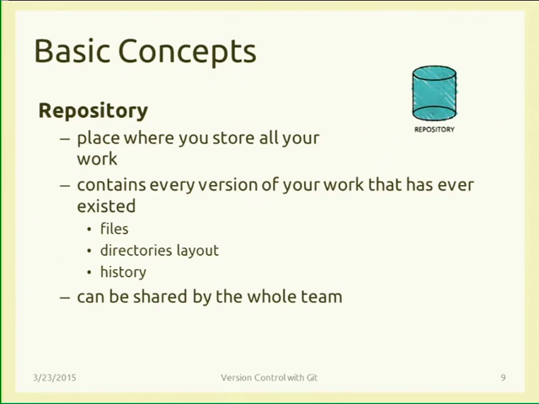So before understanding what a version control system is and how it works, we need some basic concepts. First of all, this is how I represent a repository. A repository is a place where you store all your work. It contains every single version of your work that has ever existed in terms of files, directory layout, history, and changes between files. And it can be shared by a whole team, depending on the type of version control system.